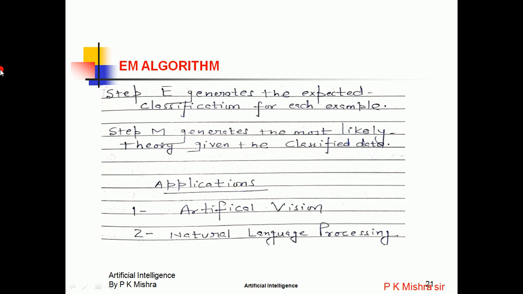Now, the steps E and M. E generates the expected classification for the examples, and M generates the most likely theory given the classified data. From given data, EM learns the theory which tells how each example is to be classified and how to predict the feature values of the classes.